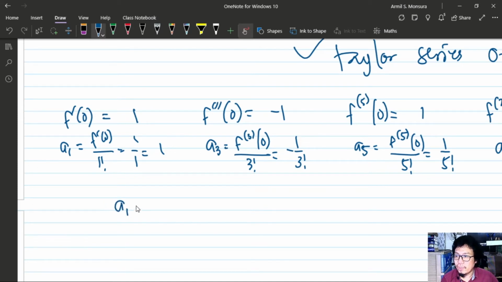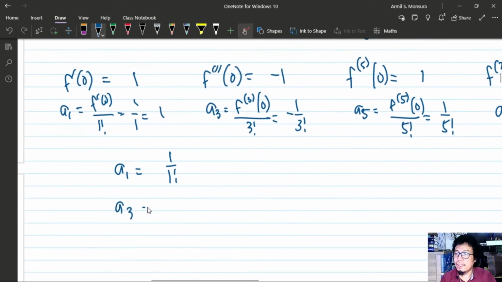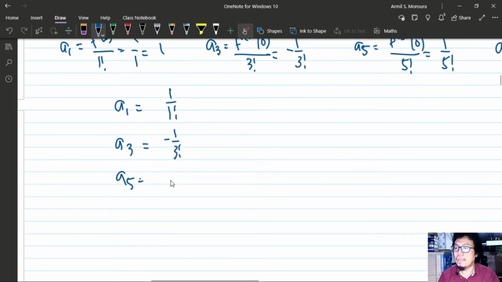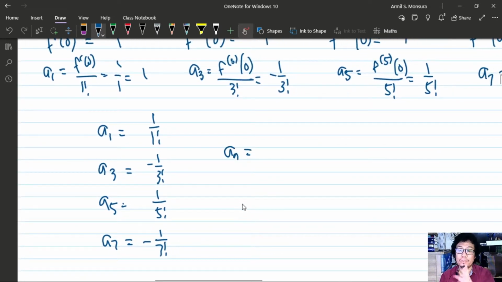So you have A1 equals 1 over 1 factorial, A3 as negative 1 over 3 factorial, A5 as 1 over 5 factorial, and A7 as negative 1 over 7 factorial. We wish to find AN, the general pattern for this.